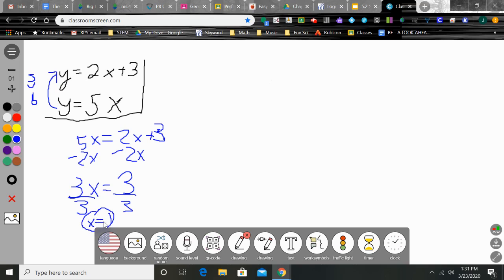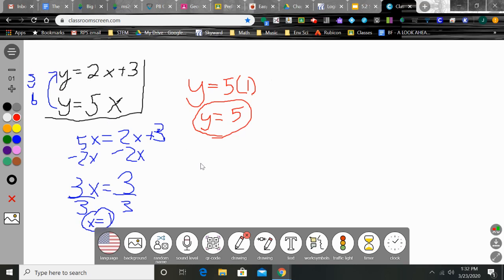Okay, so now I know what x is, I plug x into either equation. I'm going to plug it into this one just because my life is going to be a little bit easier. Let me change colors here. So y equals, so if x is 1, I plug in 1 for my x. So y equals 5. Okay, so my solution is x equals 1, y equals 5.